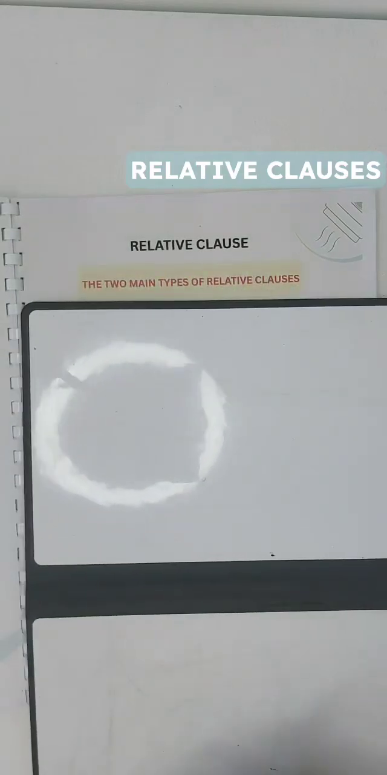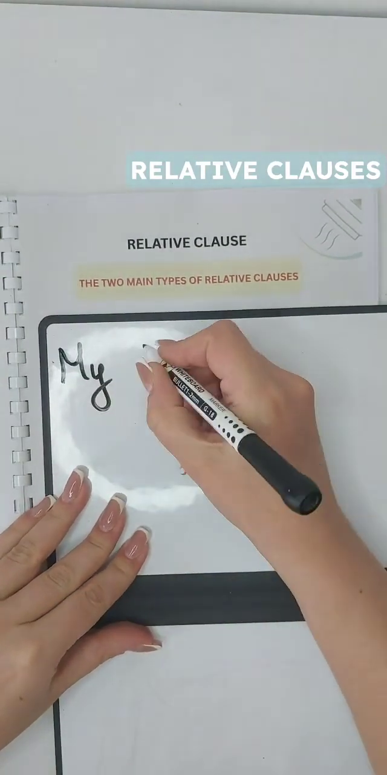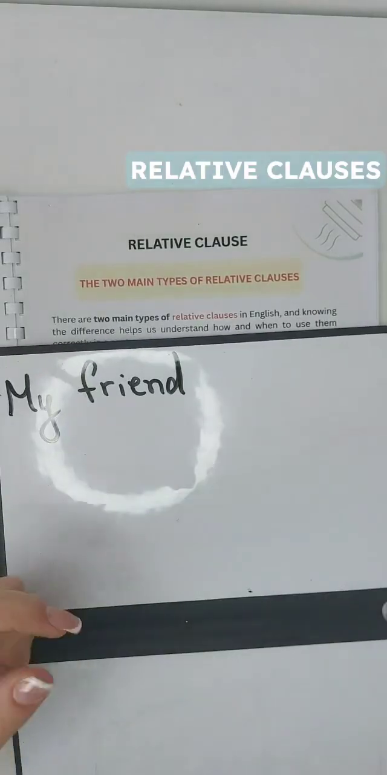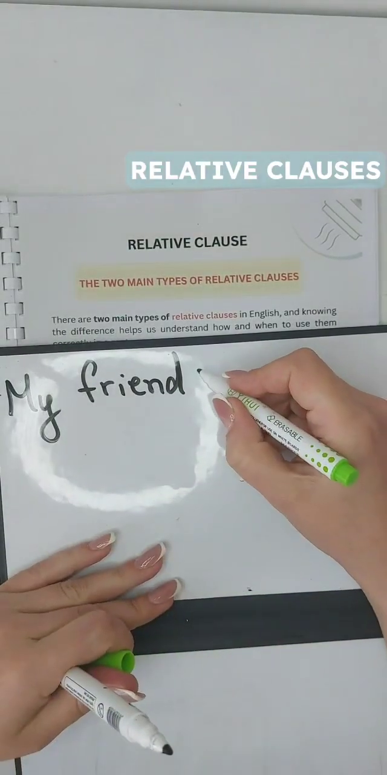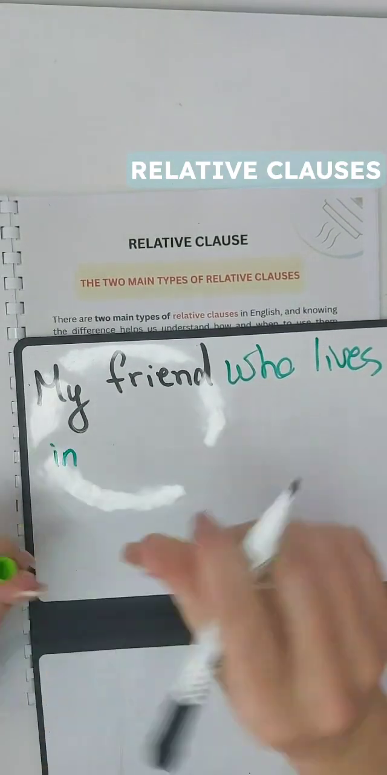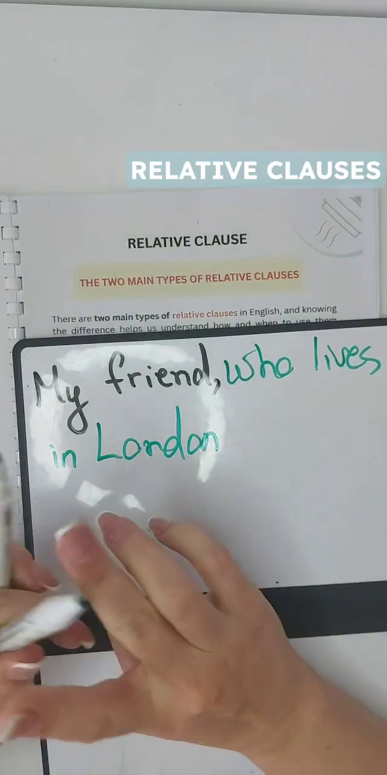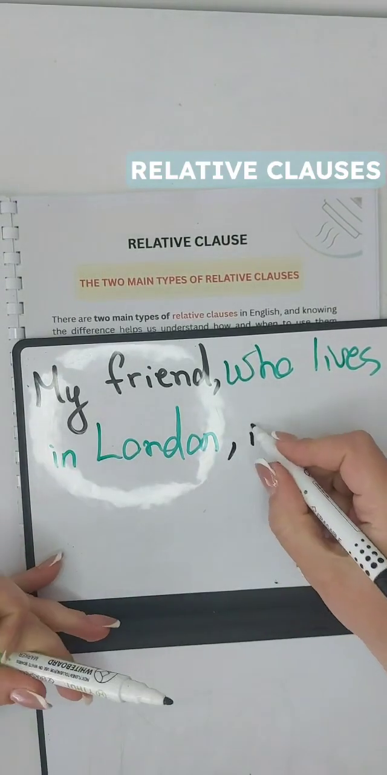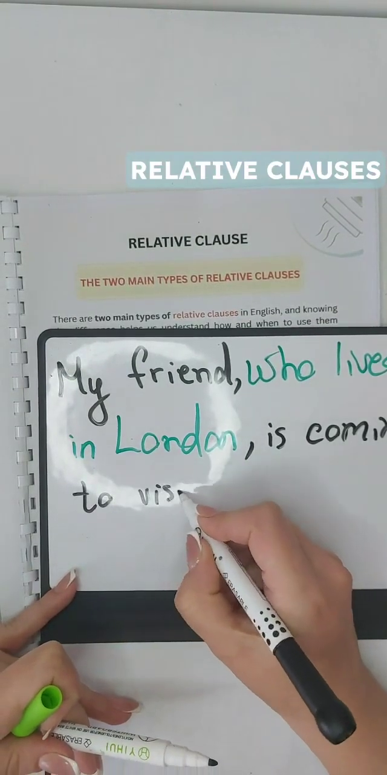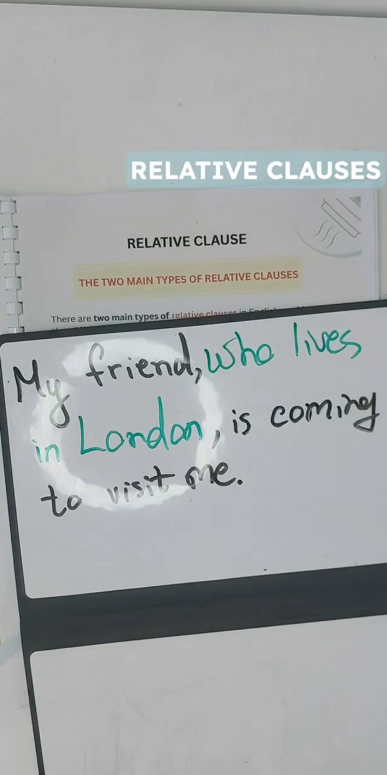Now, my friend who lives in London is coming to visit me. What does this sentence mean?